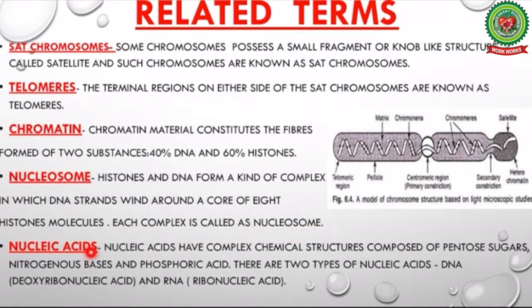Nucleic acids. Nucleic acids have complex chemical structures composed of pentose sugars, nitrogen bases, and phosphoric acid. There are two types of nucleic acids, DNA, that is deoxyribonucleic acid, and RNA, that is ribonucleic acid.